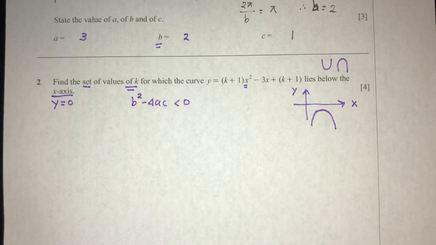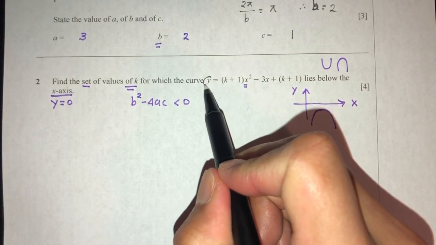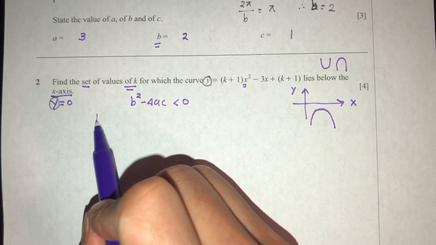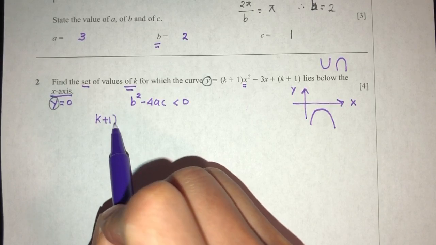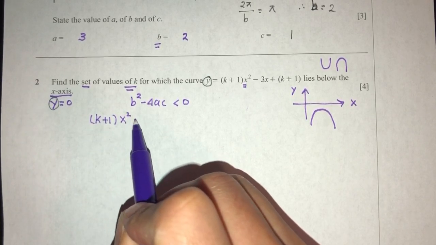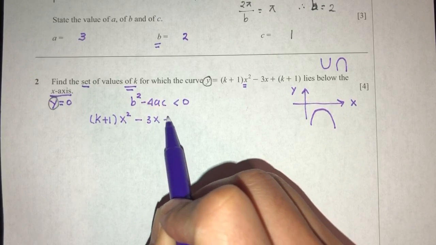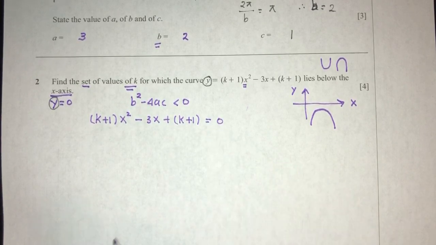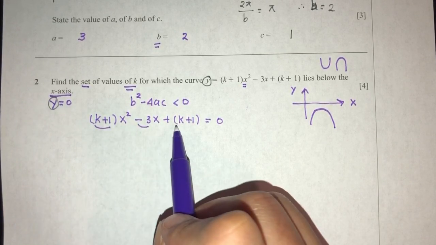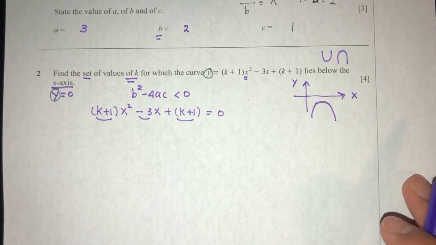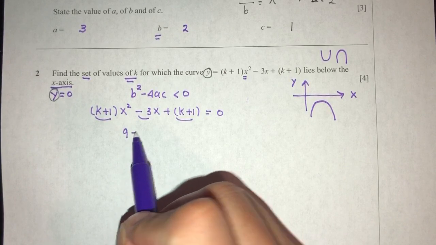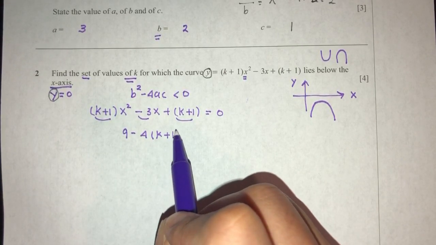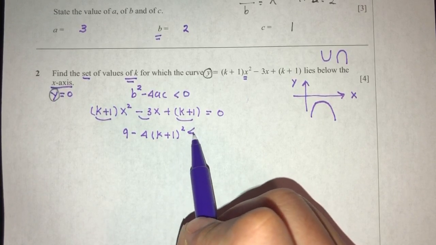But first, let's replace those two values. You will have an equation which is (k plus 1)x squared minus 3x plus k plus 1 equal to 0. Now this is a, this is b, and this is c. So b squared minus 4ac will give you b squared, which is 9, minus 4 times ac. So these are the same. That will be (k plus 1) squared, and it has to be less than 0.